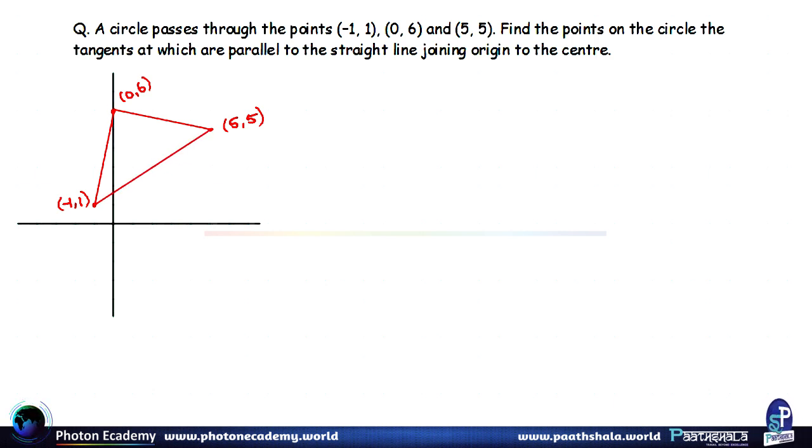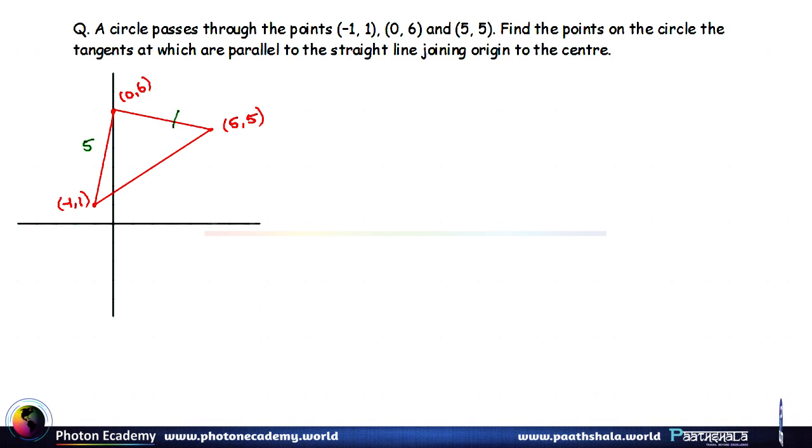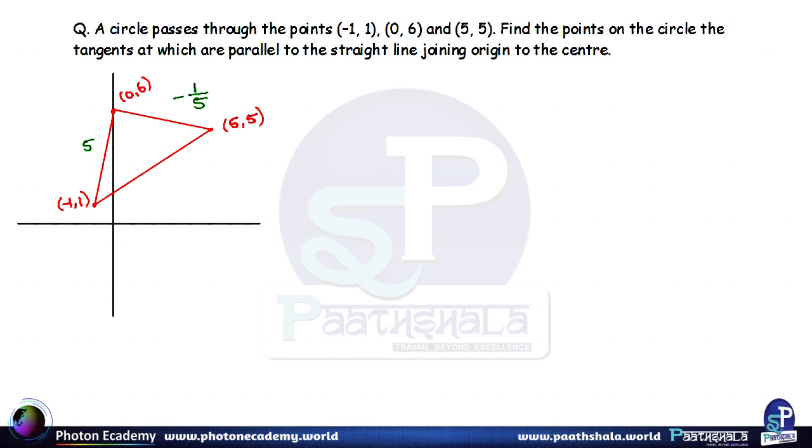So let's try that. First, let us find out the slope of this line. It will be 6 minus 1, 5 upon 0 minus -1. So the slope of this line is 5. And the slope of this line will be 6 minus 5, that is 1 upon 0 minus 5. So that is 1 upon -5, so that is -1 upon 5. Obviously it's the reciprocal and then multiplying by -1. So these lines are in fact perpendicular.